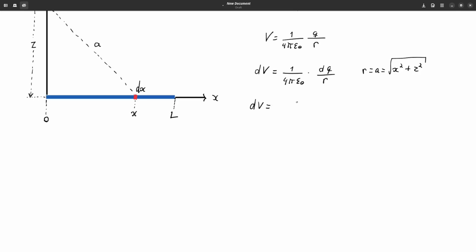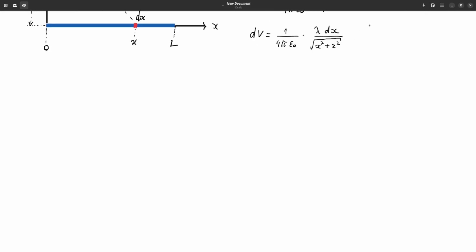Let's set up the expression for an infinitesimal potential now. We substitute dq for lambda times dx and r by the value of the distance between P and dx. All we have to do now is to integrate this expression with respect to dx, where x varies from 0 to L.